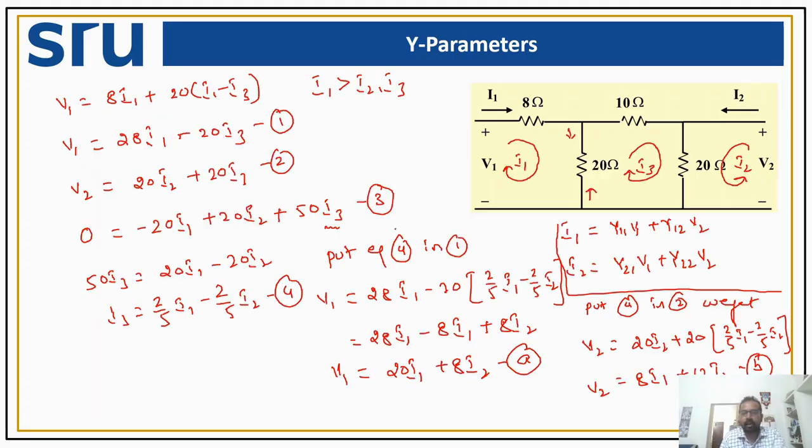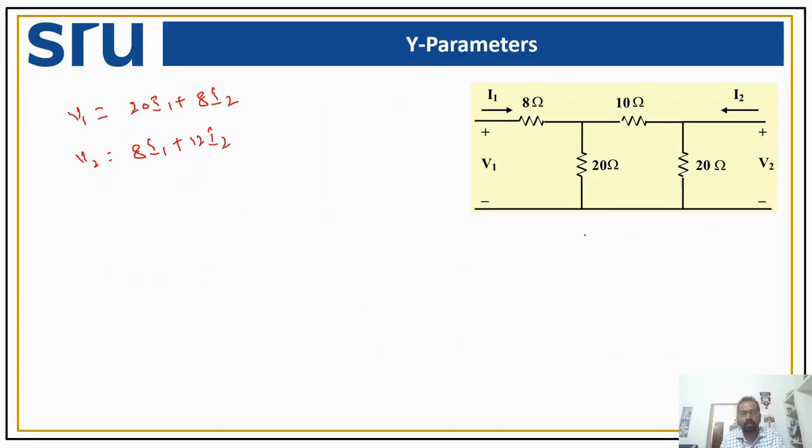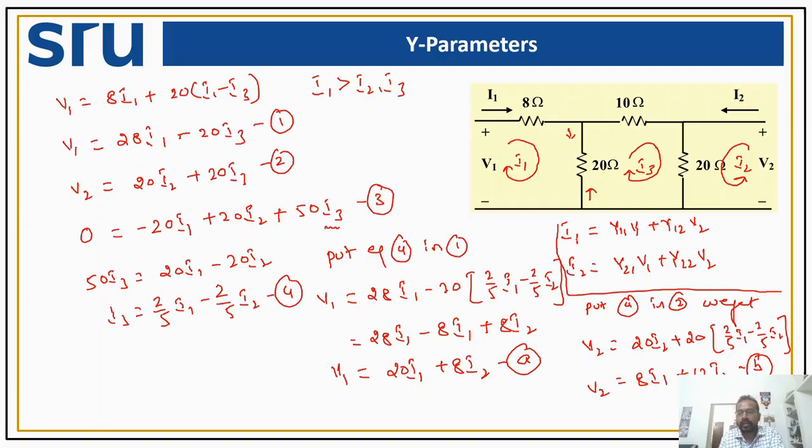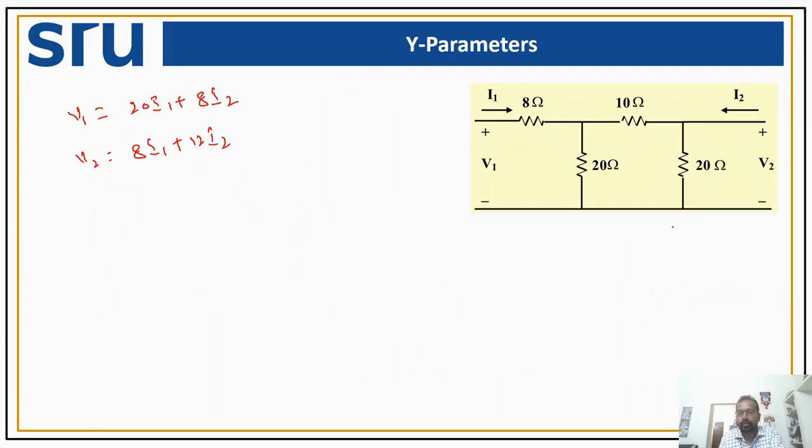But what we require? We require I1 and I2 in terms of V1 and V2. But what we got? We got V1 and V2 in terms of I1 and I2. So let us rearrange these equations. So how do we rearrange? Try to observe what we are trying to do. Here we are having I1 in terms of V1 and V2. Here we are having I1 in terms of V1 and I2. So let us eliminate I2 from this using particular equation B.